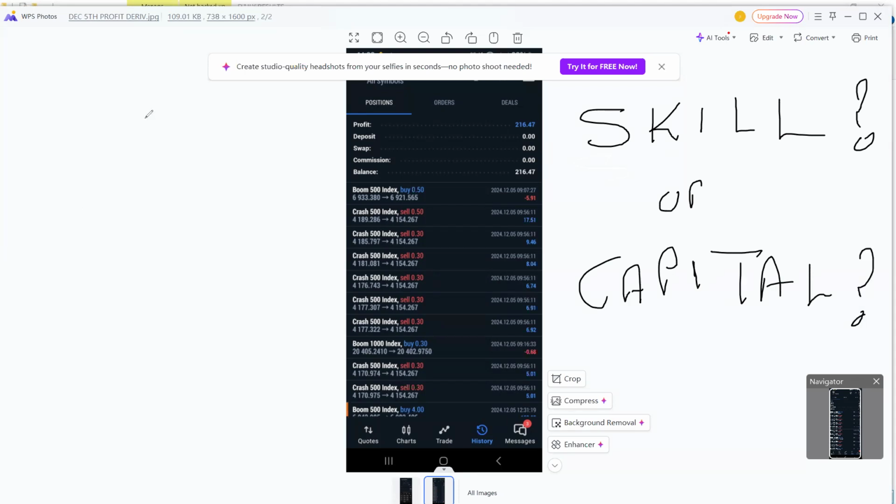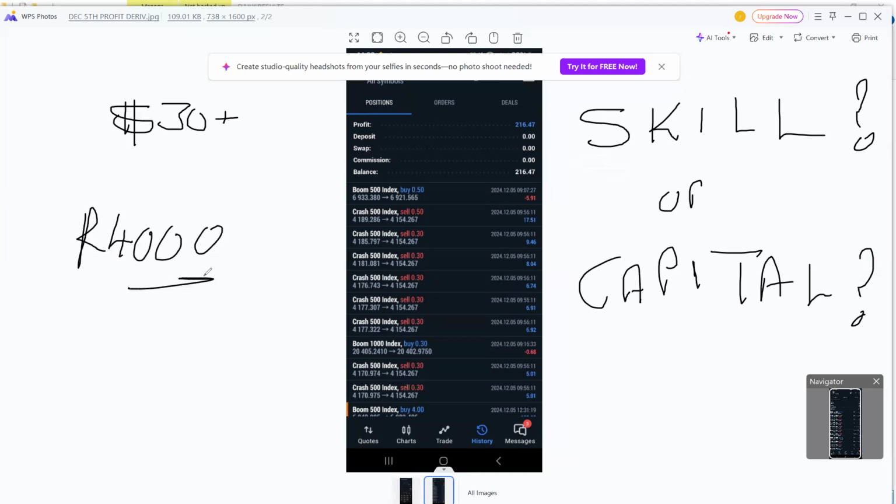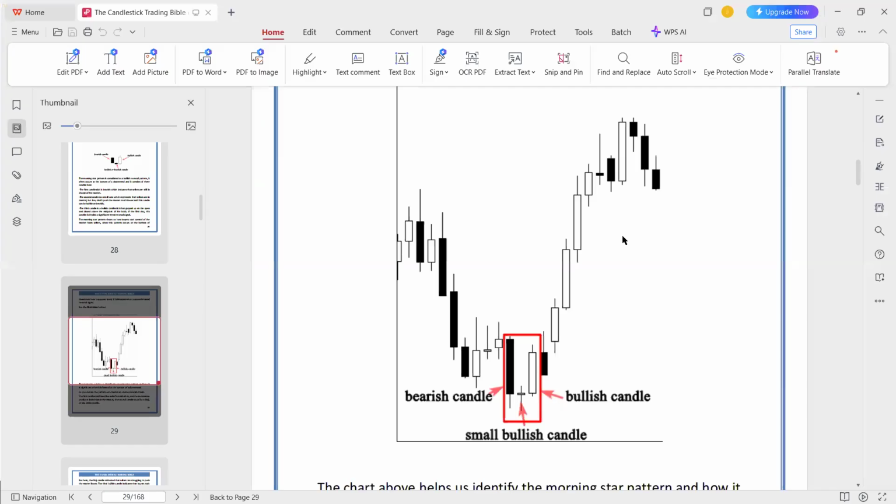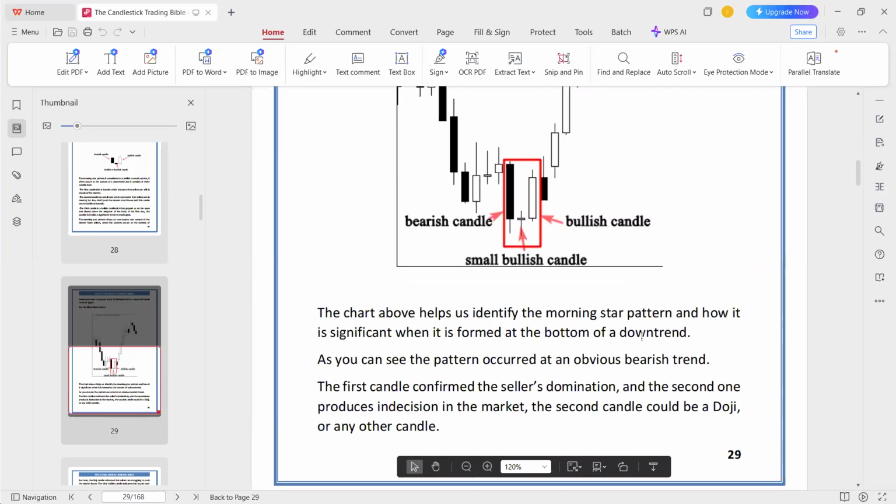Because you can see we started the day with small amounts. We're just growing a small account. Started with about 30 plus dollars, just under 40, and we made $216. This is just under 4,000 rands in one trading session, in one day. So this doesn't happen every day. Of course, some days you have losses. Sometimes you lose, sometimes you break even. But today, I just wanted to show you guys that the book we went through, these setups are there. It's all about you actually showing up, being patient, looking for your setups and executing.